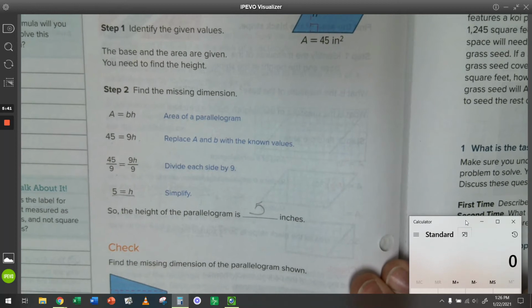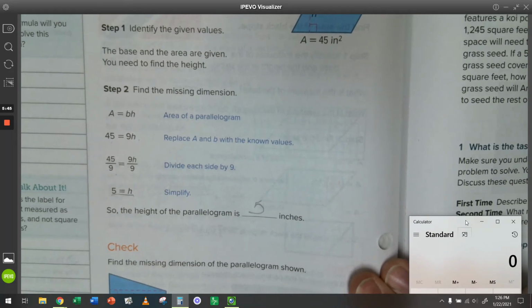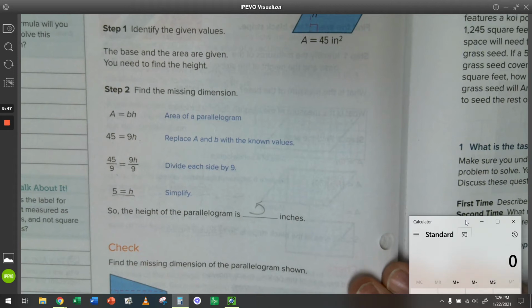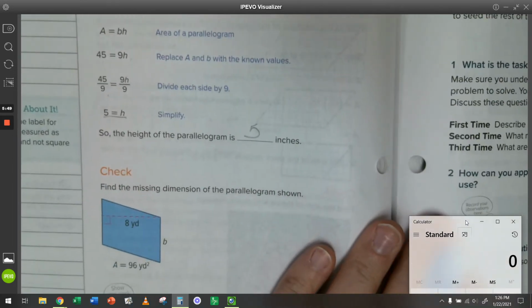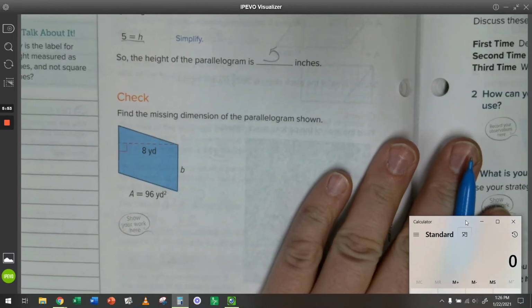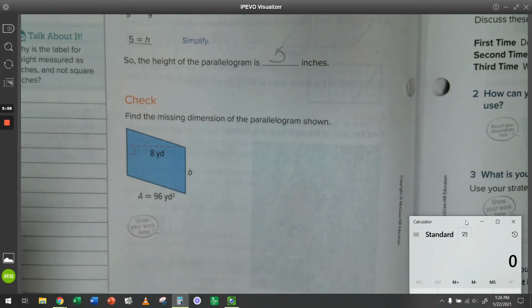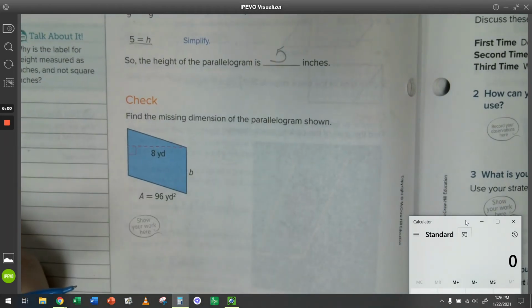Notice we do not mark this with inches squared because it is a linear measurement. It should only be inches. You don't measure your height in inches squared or feet squared, so that's why we don't do that here. All right, let's go ahead and try the same thing here. Pause the video, see if you can solve.